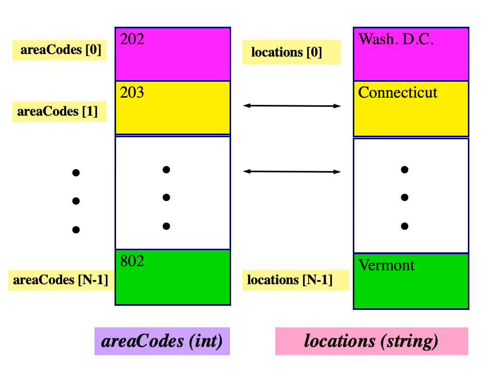Let's visualize this. Here are the two arrays going from top to bottom. The left array is the area code array. Area code 0 is 202, and location array element 0 is Washington, D.C. So area code 202 corresponds to Washington, D.C. Area code 1 is 203, and that corresponds to location 1, which is Connecticut, evidently all of Connecticut. And then there may be others, and at the very last one, area code n-1 is 802, which will correspond to Vermont, location n-1. Again, the first array, the area code array, is an array of integers. The second array is an array of strings.